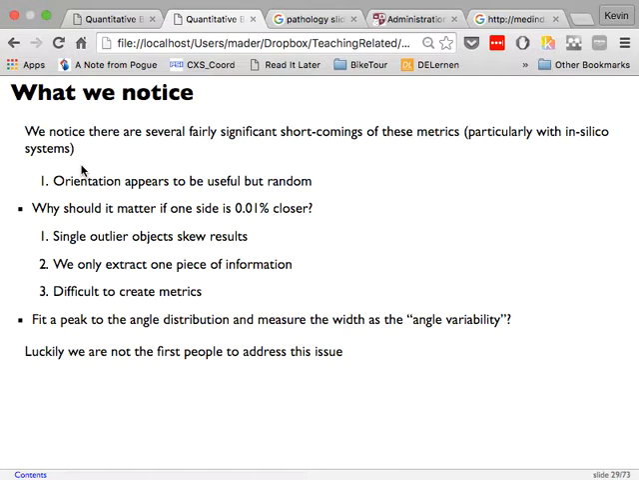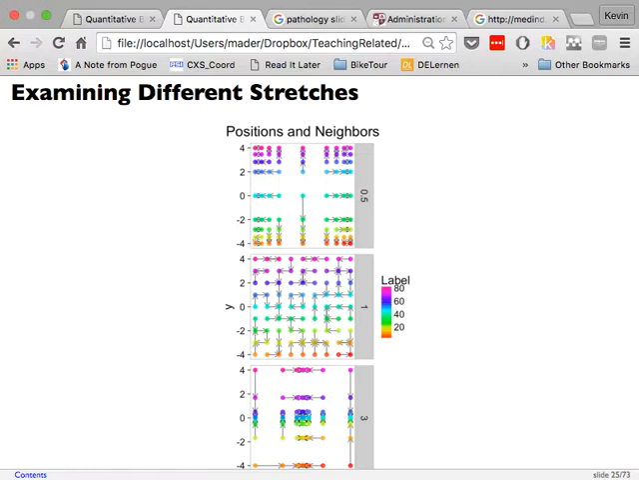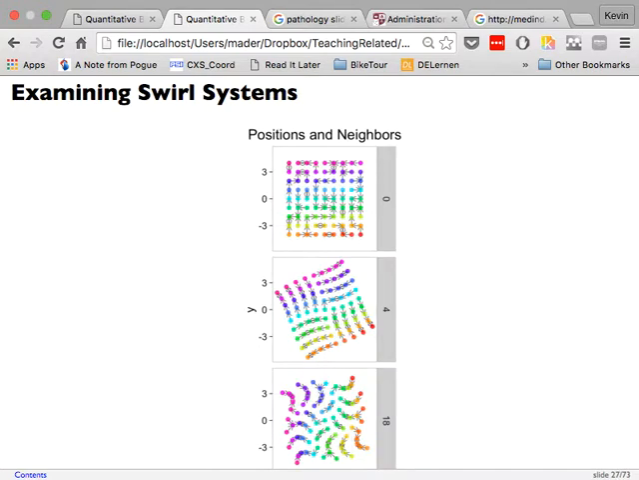We only extract one piece of information, and it's difficult to create metrics. And so we saw that for compression, this was fairly easy, that when the nearest neighbor distance decreases, but everything else stays the same, that's a pretty good sign that the sample's been compressed. But what happened with swirling and what happened with stretching were similar. It would be pretty difficult for us to quantify that this system was swirled and this system was stretched with the metrics that we have.